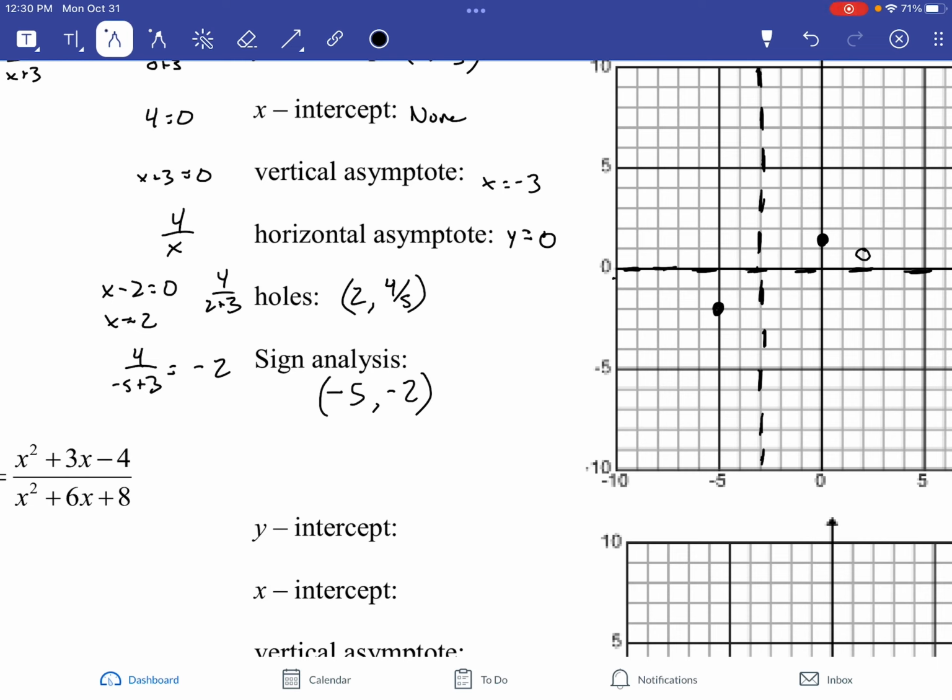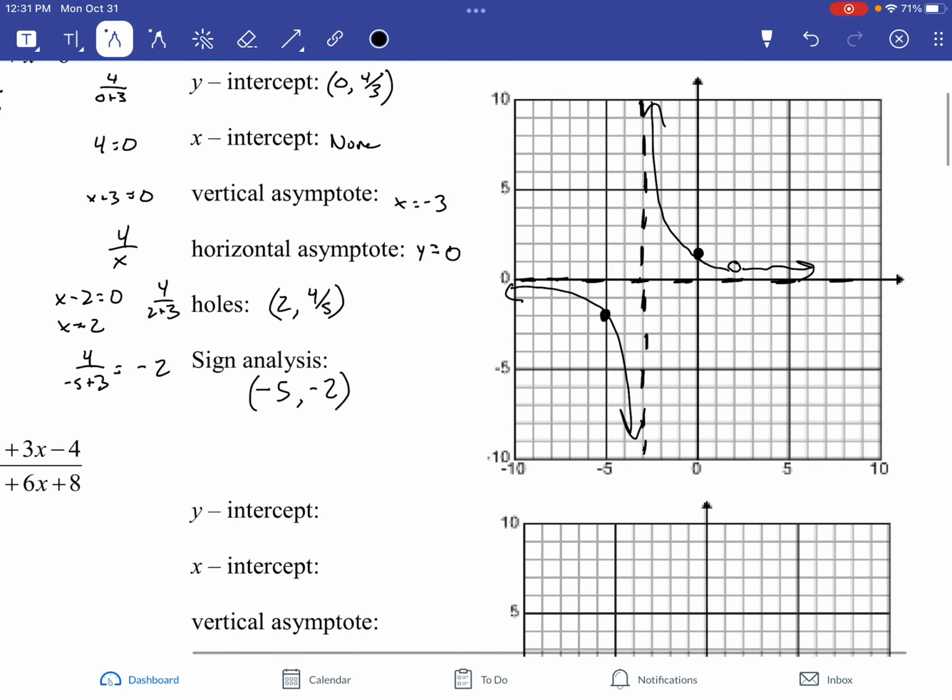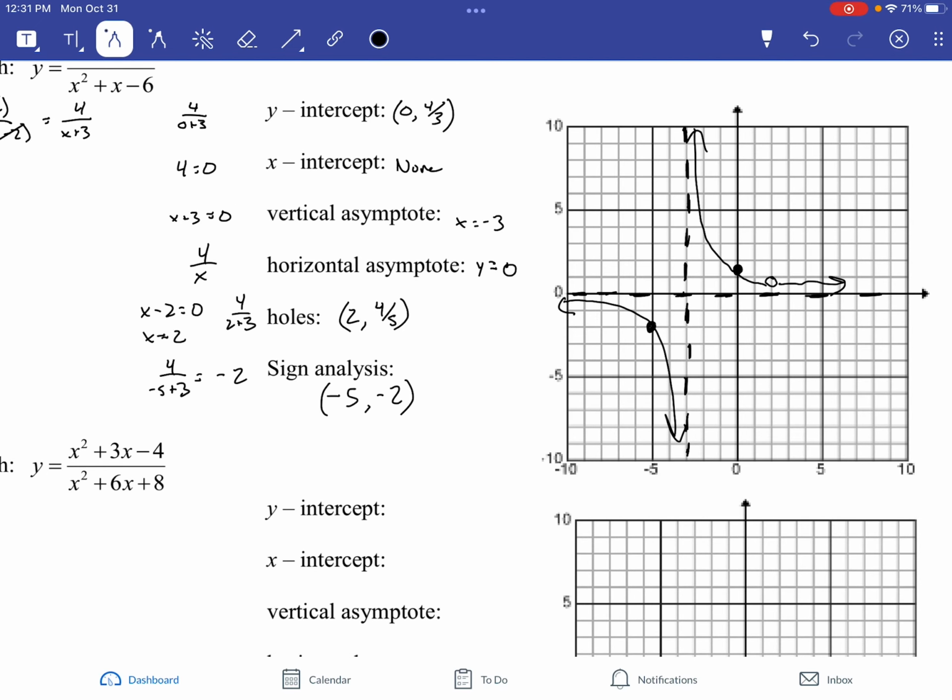Just draw our graph. Making sure that we are careful that we don't put the line through the hole. It's got a jump hole. There's our graph. All right. Number 2.